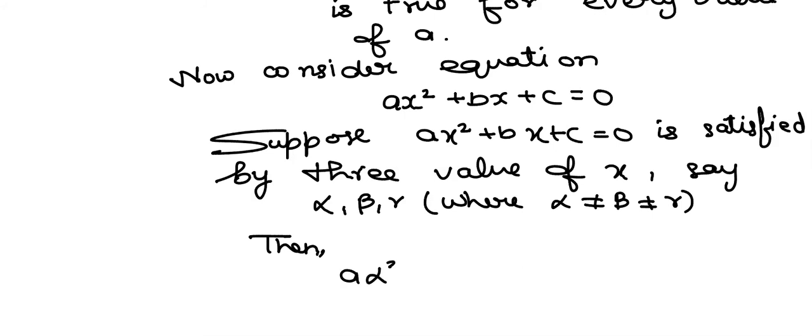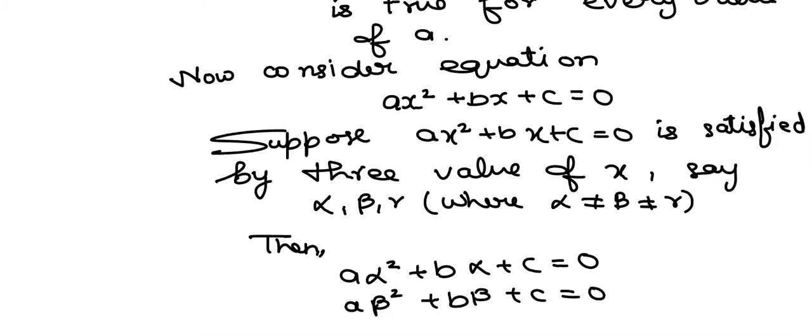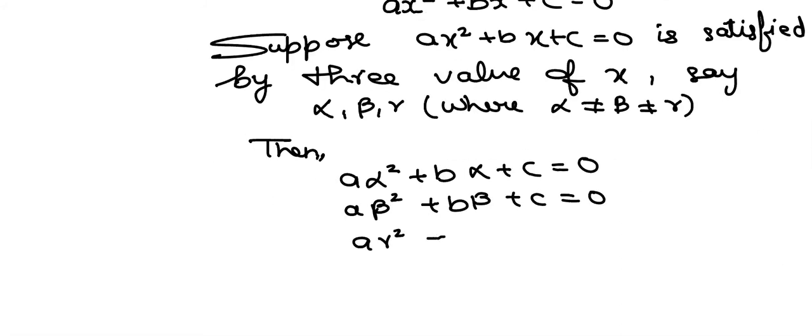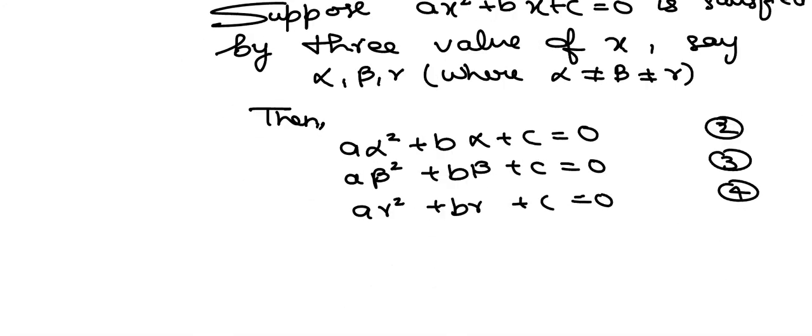Then a alpha square plus b alpha plus c is equal to 0, a beta square plus b beta plus c equal to 0, a gamma square plus b gamma plus c equal to 0. That is equation number 2, number 3, and number 4, and ax square plus bx plus c equal to 0 is equation number 1.